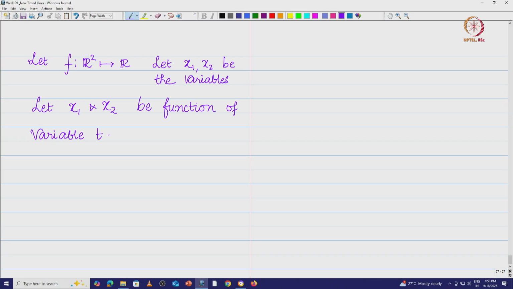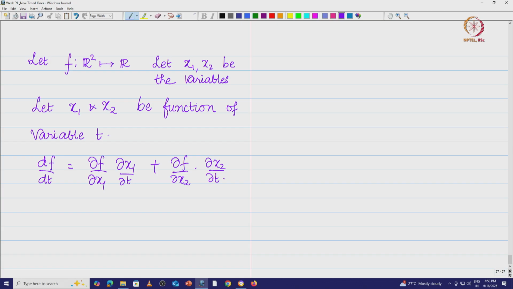So, what is df by dt? df by dt is the variation of the function with respect to t. This is nothing but dou f by dou x1 into dou x1 by dou t plus dou f by dou x2 into dou x2 by dou t.